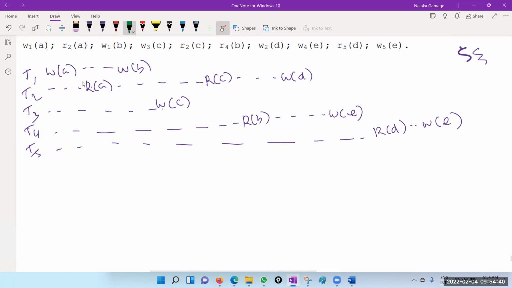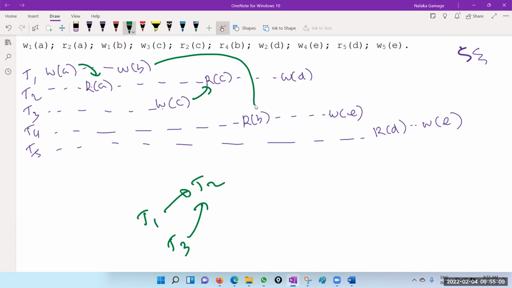So this is write, this is read, there's a dependency, write and read. So that is T1 to T2. Then this is a new resource. Now write and read, that is T3 to T2. If I make a mistake, just let me know, right? So this is B. We have B here, so that means we have a dependency, T1 to T4.